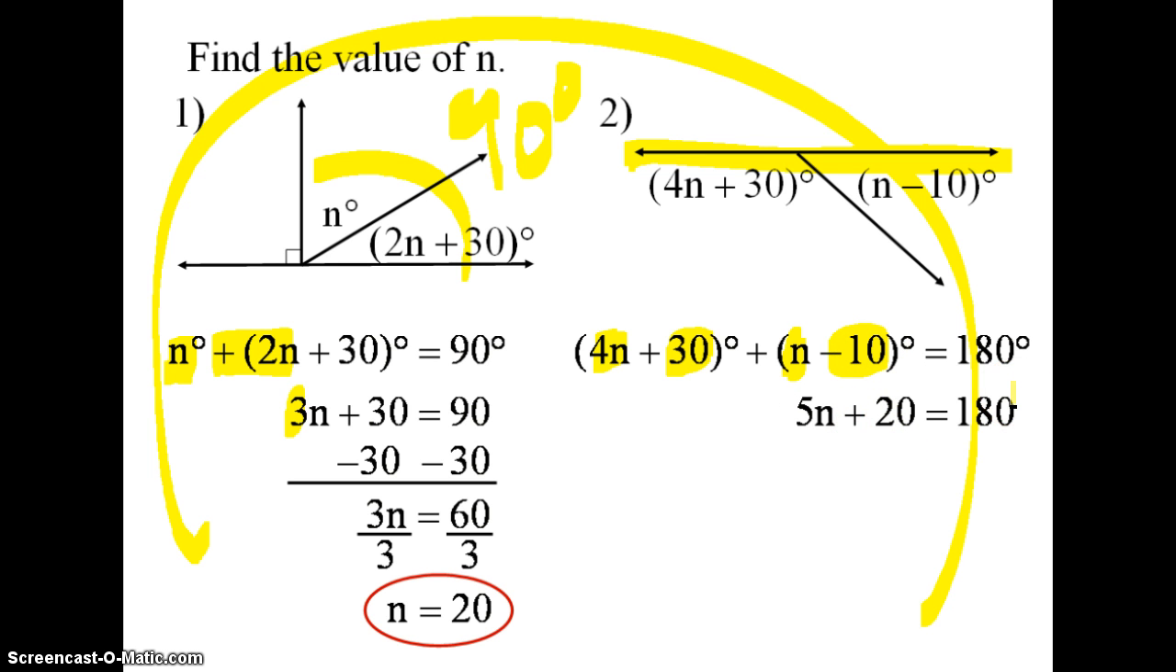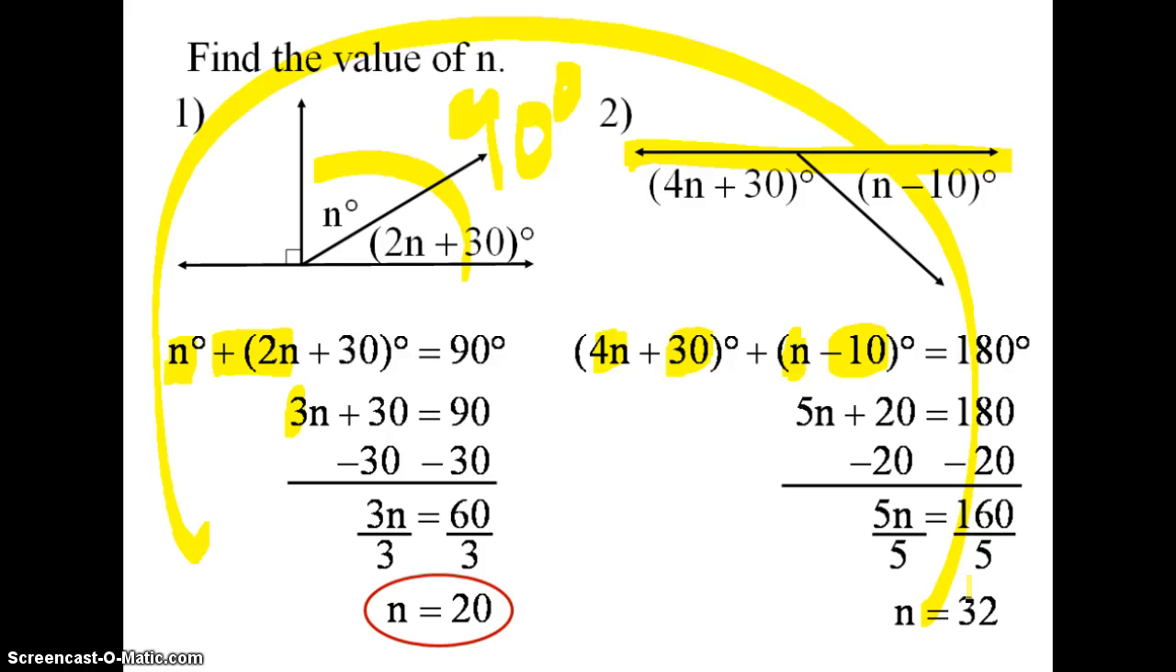So for here I'm going to solve. I'm going to move the 20 over to the 180, which means I'm going to subtract. So 160 is equal to 5n. Then I'm going to take the 5 and divide it into the 160, giving me that n is 32. From there, I can plug the numbers back into the angles and figure out what that specific angle is, which we're not going to do right now. Okay?